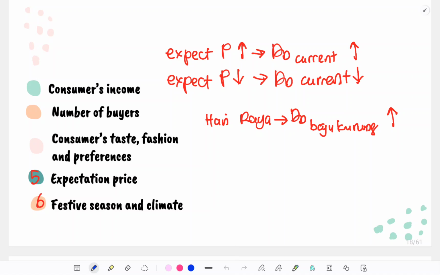Or during rainy season, the demand for umbrellas and jackets will increase. So the demand curve for umbrellas will shift rightwards, and there will be a vice versa.